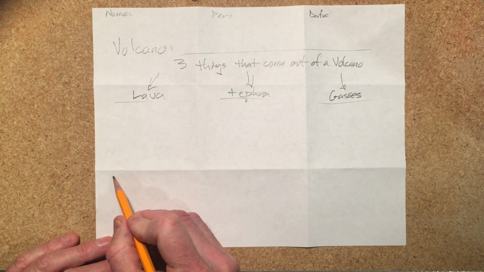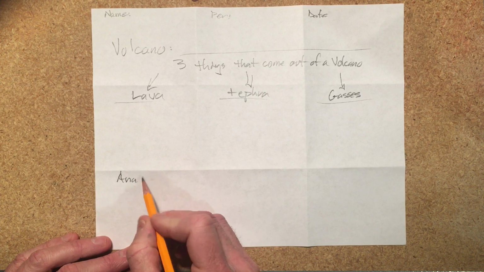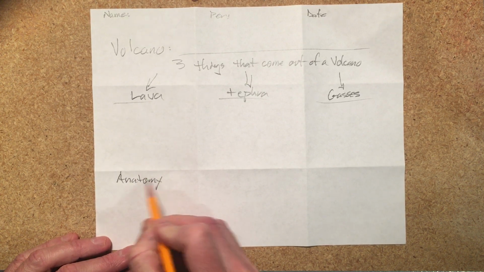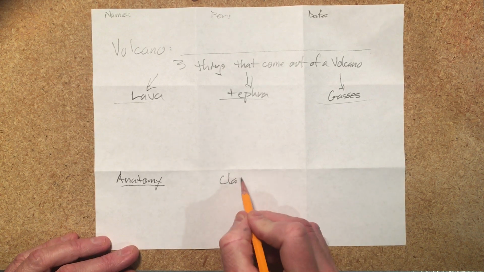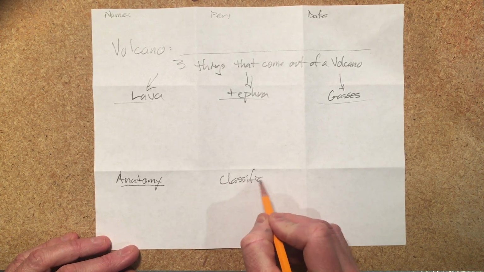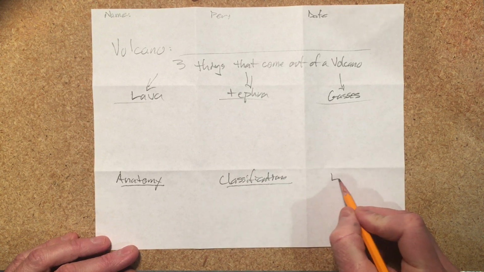From there, we're going to look at the structure of a volcano, that's the anatomy of a volcano. We're going to look at how we classify volcanoes, and then where a volcano is located.